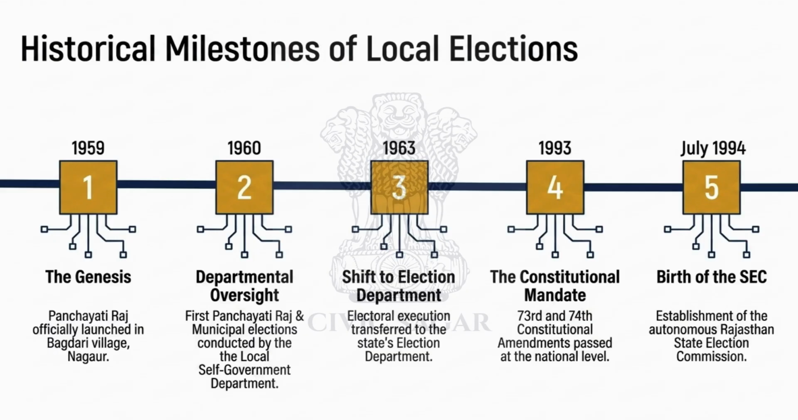1963. Electoral duties were transferred to the state's election department. 1993. Parliament passed the 73rd and 74th constitutional amendments, establishing a mandatory constitutional framework. July 1994. This led directly to the birth of the autonomous Rajasthan State Election Commission.